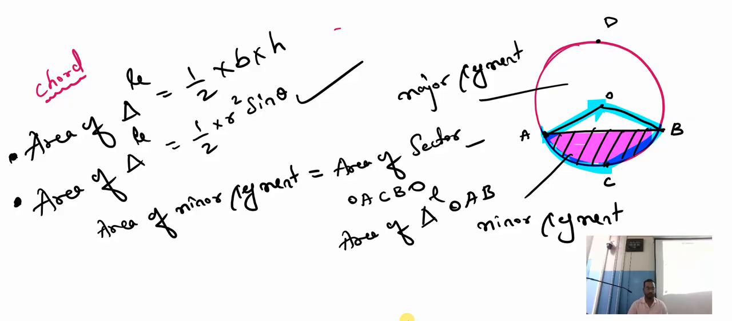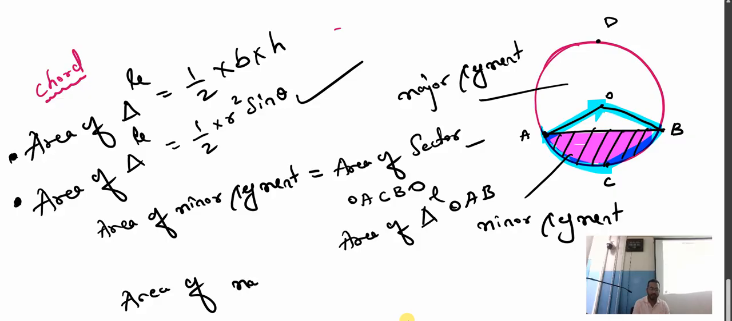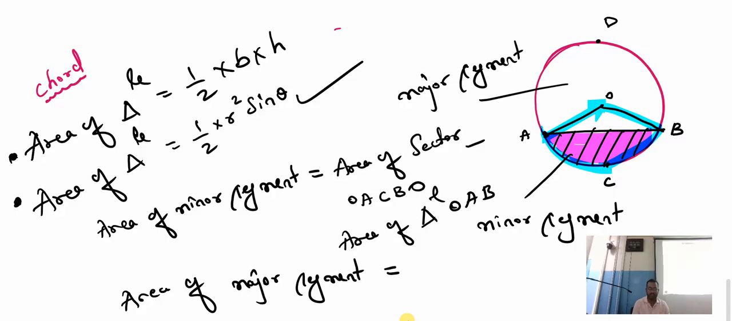Next, make a note. Area of major segment is equal to... How can we find the area of major segment? From the complete circle area, we have to remove the minor segment, correct? From the complete area, remove the minor segment, and what is left out is the major segment.